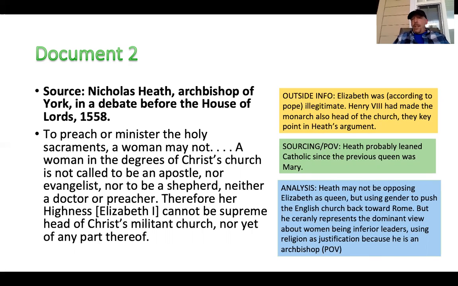Now, what if you don't know that? Well, remember, you've got to source 2 of these for the 5-document DBQ. 3 is preferable. If you can't come up with point of view or sourcing, move on.